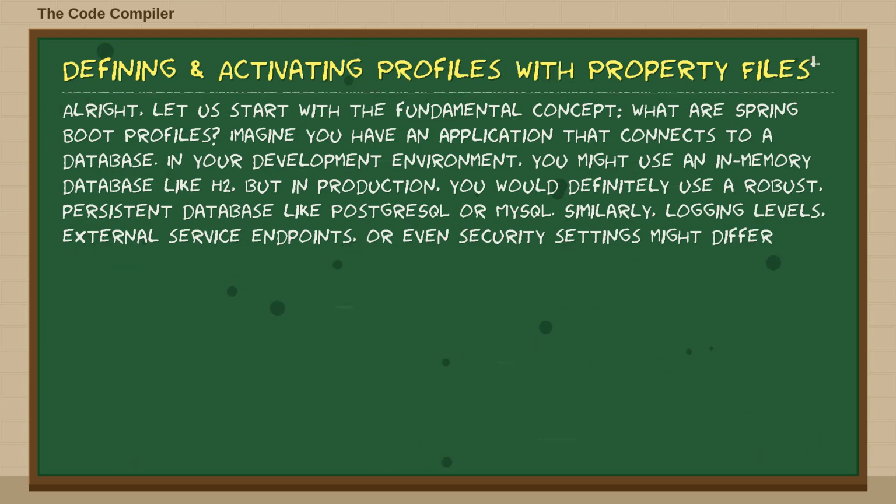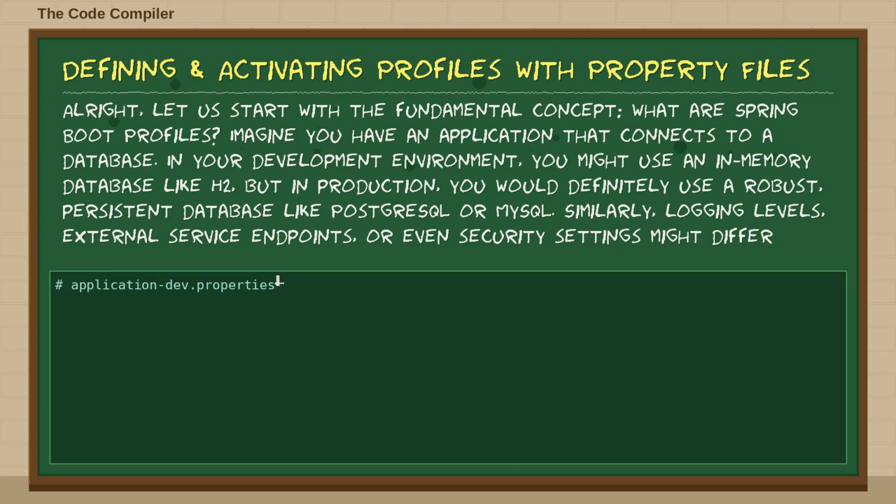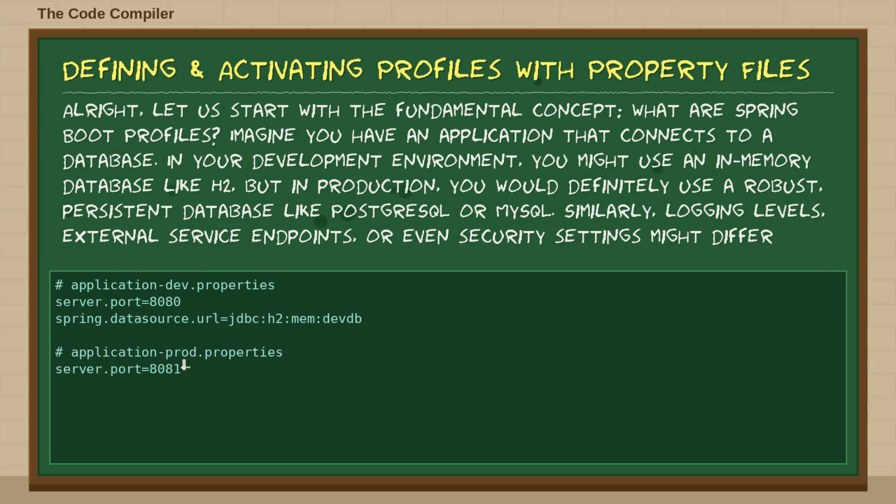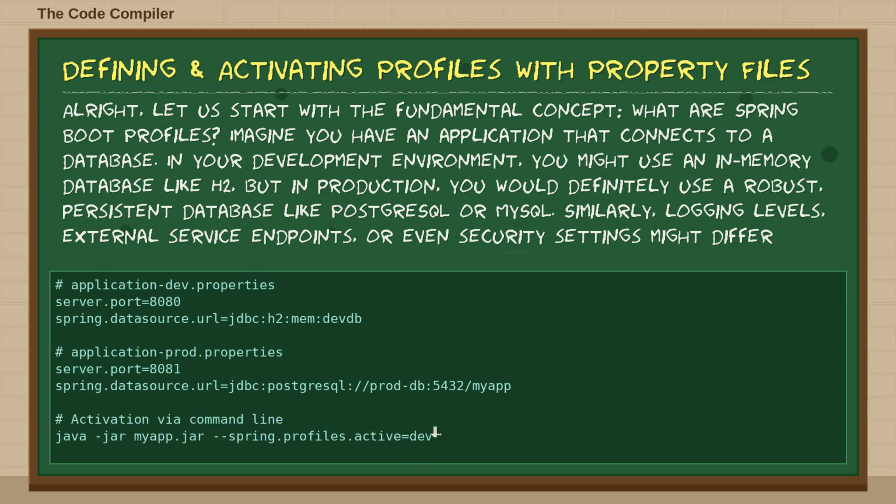Spring Boot profiles provide a way to segregate your application's configuration and components based on the environment in which they are running. It is like having different sets of instructions for different scenarios. You define these configurations and then, at runtime, you tell Spring Boot which profile to activate. This ensures your application behaves correctly without needing code changes for each environment. It is incredibly efficient and prevents configuration errors.